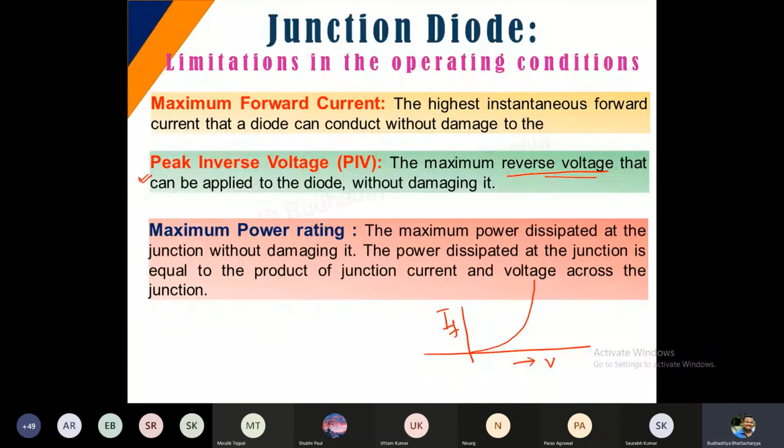Another last point is the maximum power rating. It is again the maximum power dissipated at the junction without damaging it. The power dissipated at the junction is equal to the product of the junction current and the voltage across the junction. So that's the power, like I squared R as we know, or V multiplied by I. Junction potential you have already calculated. Similarly, junction current can also be calculated, and we can find out the maximum power rating. These are specifications of the diode, so we don't need to worry much.